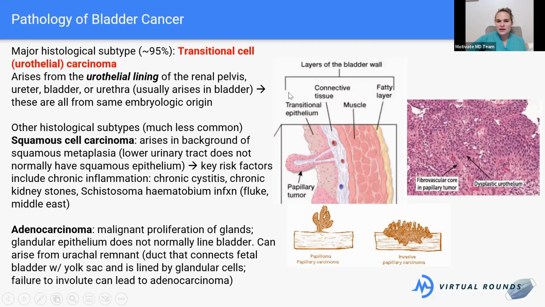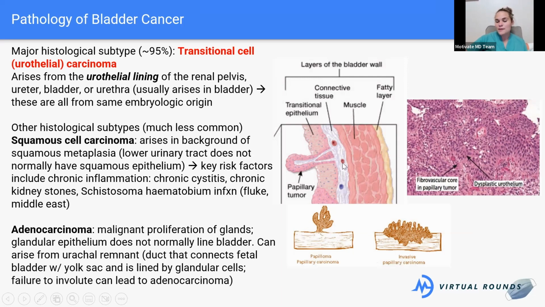And it lines the entire urinary tract. So even through the ureters, all the way up to the kidney, it's the same type of transitional or urothelial epithelium. Now, what happens in bladder cancer, the most common type of bladder cancer, is still this urothelial type. So it's the same type of cells that you normally find in the bladder, but they become abnormal and dysplastic. And it eventually can give rise to this little tumor here.